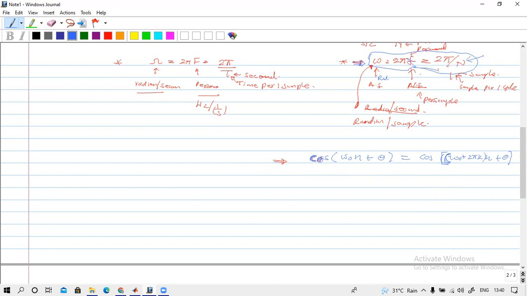Let's see what the condition is to satisfy this identity. I will show it in MATLAB, so try to memorize this. You have learned that cos omega naught n plus a phase shift is equal to cos omega naught plus 2 pi k n. This is the new angular frequency, which we can call omega k. Here omega k is equal to omega naught plus 2 pi k, and this k is an integer, from minus infinity to plus infinity: 0, 1, 2, 3, minus 1, minus 2, likewise.